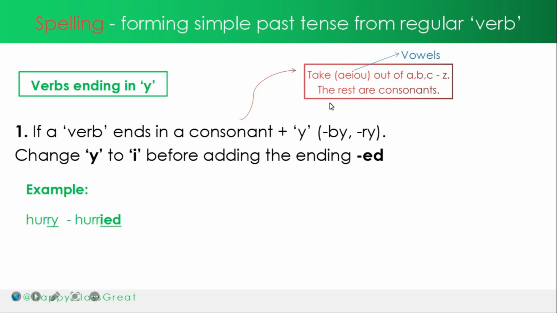So since the verb ends with y, before we write -ed there, we are going to change that y to i, then we write the -ed. That is the correct spelling for the past simple of hurry. And the same thing with try: before you write -ed after it, you are going to change that y to i, and then write -ed.